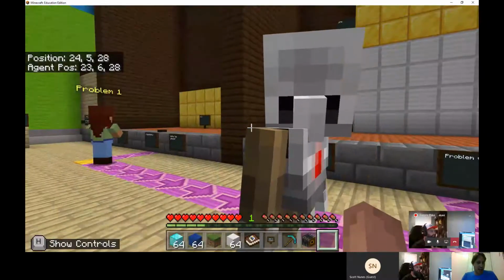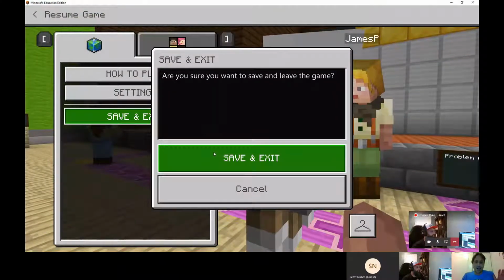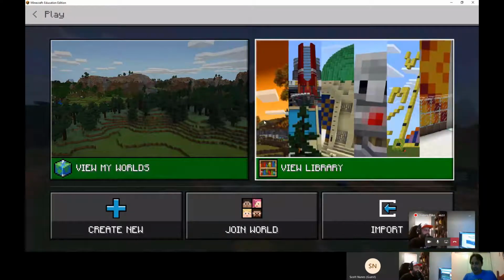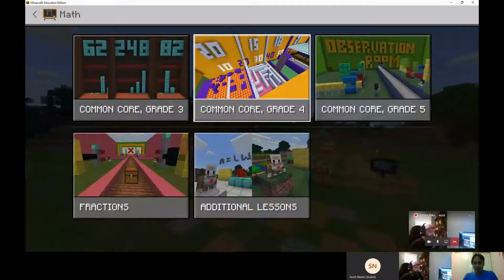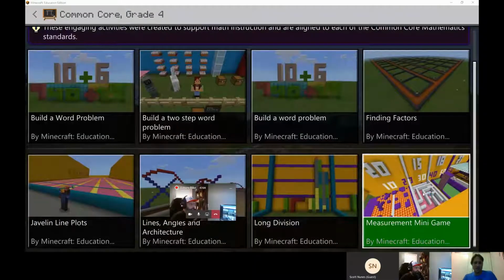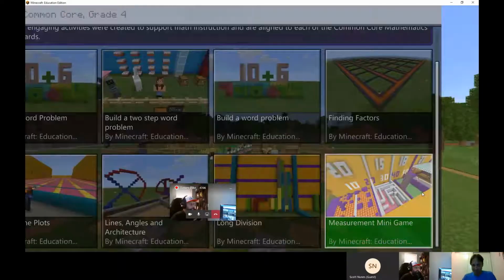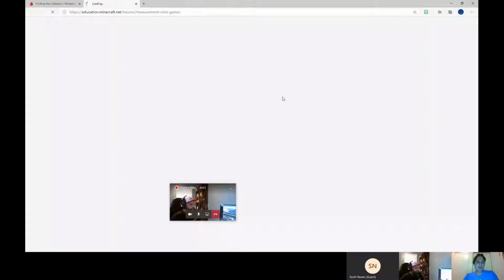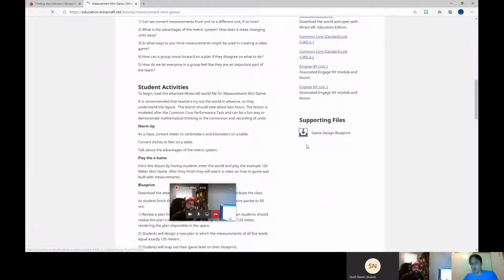Last world I've got to show you. It's my favorite world, and it will be your students' favorite world too. I like this for any grade. It is aligned to 4th grade standards, and it is my 120-meter measurement mini game. This one is crazy. You're going to need your lesson plan for this one, and it comes with a game design blueprint. You're going to need to print these out and give them to your students. Well, that's uploading. I'll bring you in.